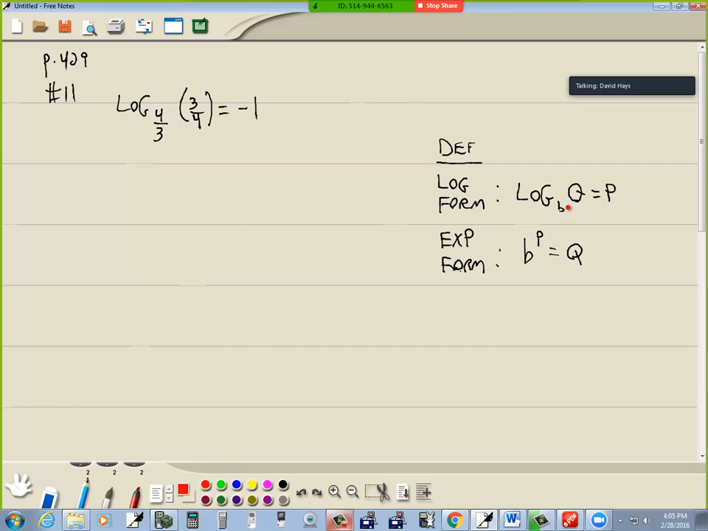Well, it matches our log form, so the number that follows your log, that's kind of set down a little bit, will be your b. It's your base. So this is our base, and then what follows that is your q. So the 3/4 is our q, and what's on the other side is our p, which will be the -1. So then for our exponential form, we're just going to plug it into b to the p is equal to q. So we're going to have 4/3 to the p power, which is -1, is equal to q, which is 3/4. And that's our answer.